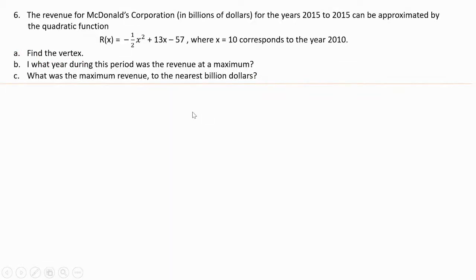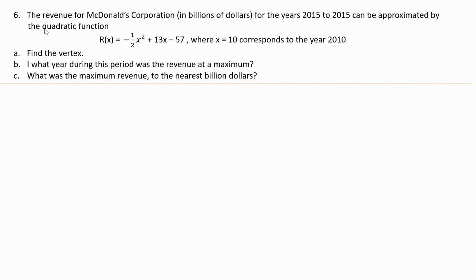Okay, now, how do these problems relate to real life? Because at times, students ask, hey, Mr. Isasi, how does this relate to real life? Here's an example of how they relate to real life. Number 6, the revenue of McDonald's Corporation in billions of dollars from 2010 to 2015 can be approximated by the quadratic function.